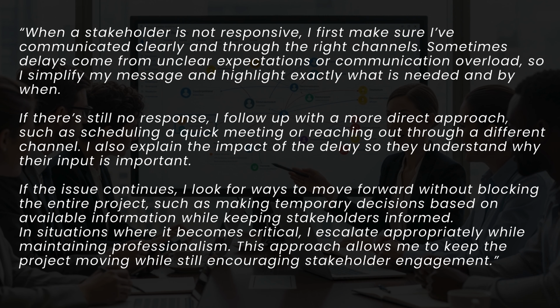If the issue continues, I look for ways to move forward without blocking the entire project, such as making temporary decisions based on available information while keeping stakeholders informed. In situations where it becomes critical, I escalate appropriately while maintaining professionalism. This approach allows me to keep the project moving while still encouraging stakeholder engagement.